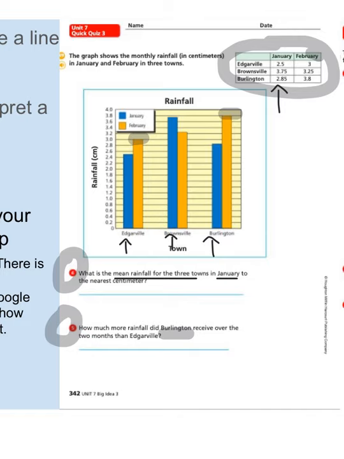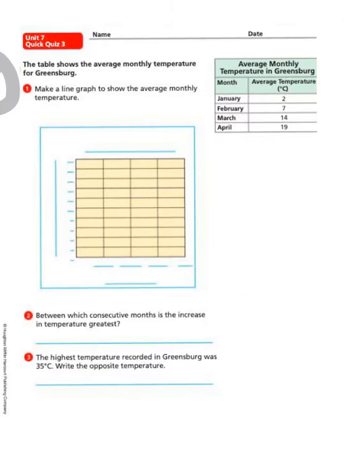You forget about Brownsville. All right, for what you have on this page, it says the table shows the average monthly temperature for Greensburg. So that's in the chart over at the right here. And it says make a line graph to show the average monthly temperature. So you're going to want to put a title in. You're going to want to put a label at each the horizontal axis and the vertical axis.